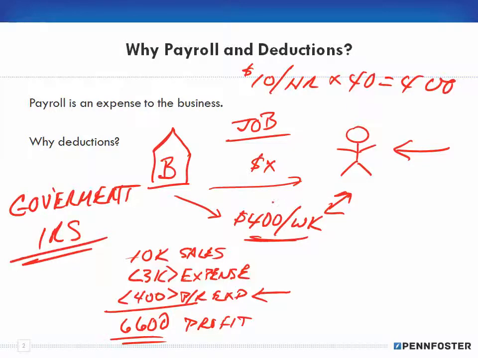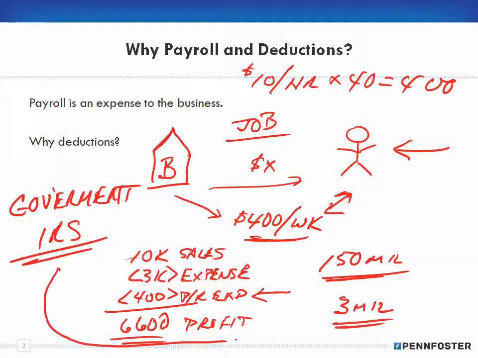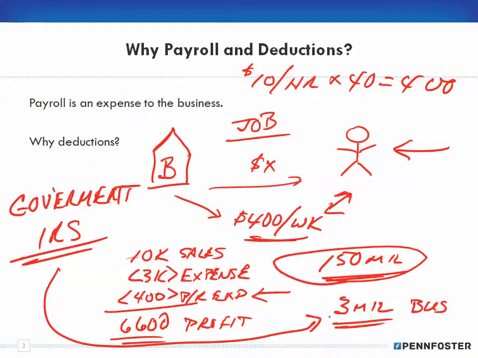But the government doesn't want to run around and chase 150 million employees. Okay. It makes more sense for them to have the business withhold all of those amounts because there might only be, say, 3 million businesses. Okay. So it's easier for the government to go and look at the 3 million businesses than it is to be messing around with the 150 million people.